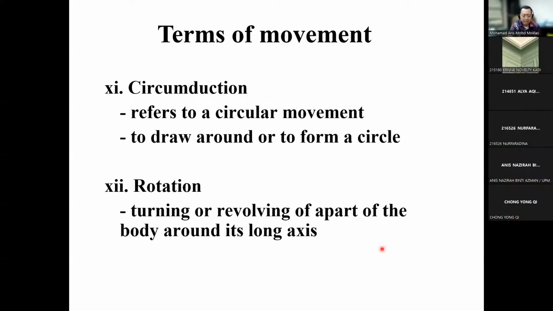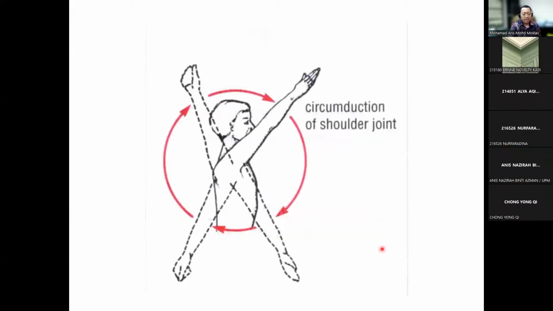Yeah. All right. Rotation is a turning or revolving of part of the body around its long axis. If you rotate your body. These are circumductions. If you perform this movement, okay, it is possible because of the ball and socket joint. So technically, this movement actually is a combination of flexion, extension, ABD, and also ADD. Right.